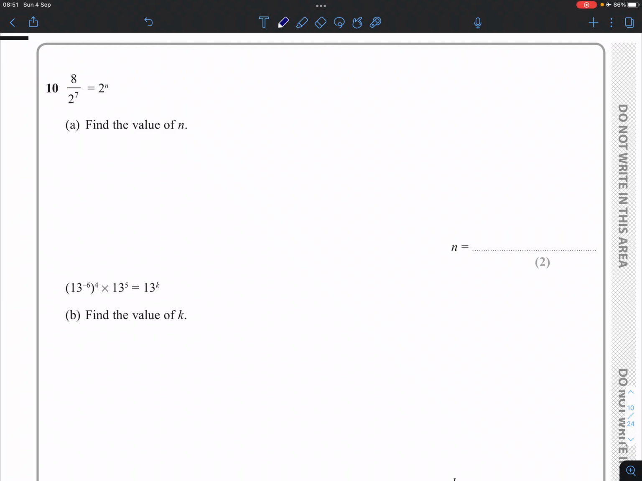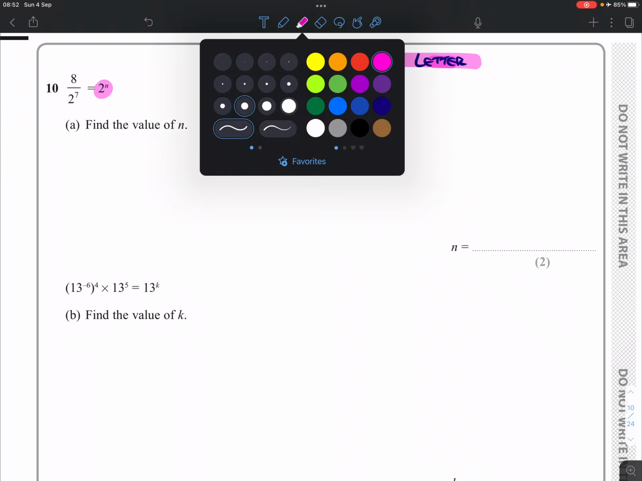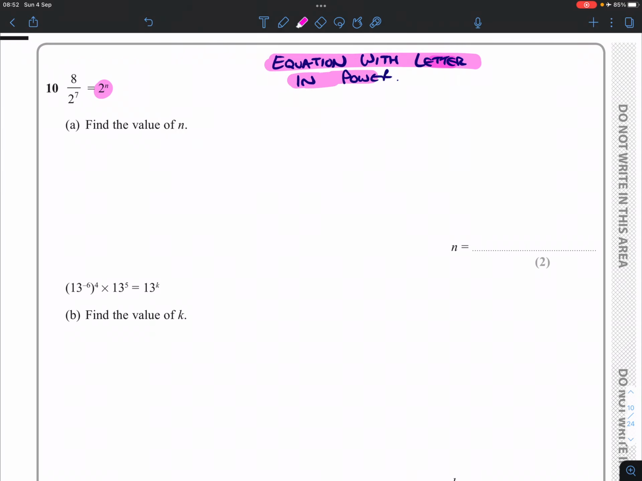Question 10. We have 8 divided by 2 to the power of 7 equals 2 to the power of n. Now, as soon as you have an equation with a letter in the power, it's an equation with a variable in the power, then the following strategy will work for every single one of these types. First thing you want to look at is the bases. Look at the numbers that are underneath the power.